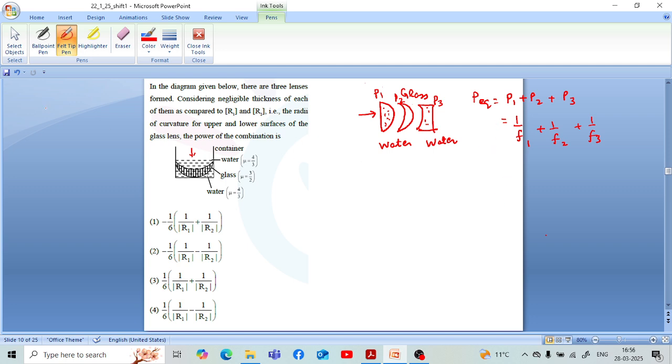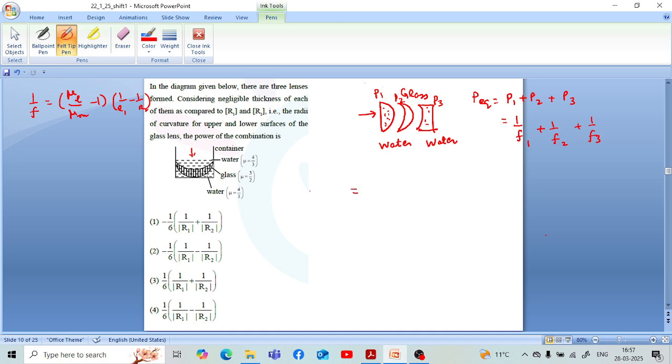Now we know the formula to calculate the focal length for lenses. We have to use this formula: 1 upon f equals mu L upon mu m minus 1, times 1 upon R1 minus 1 upon R2. We have to use this particular formula for each and every lens formed here, where mu L is the refractive index of the lens and mu m is the refractive index of the medium.